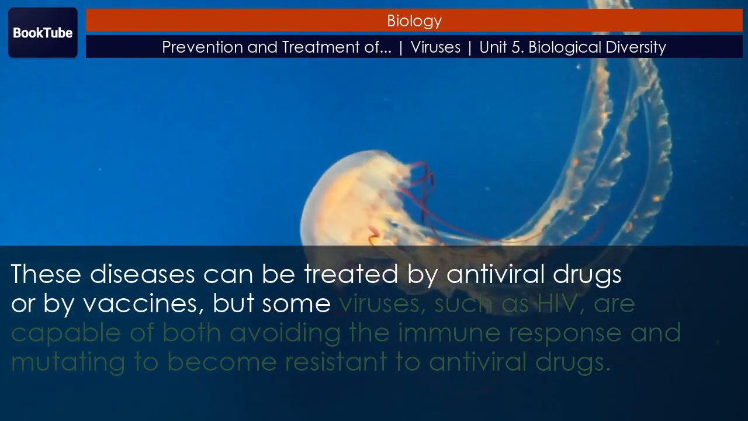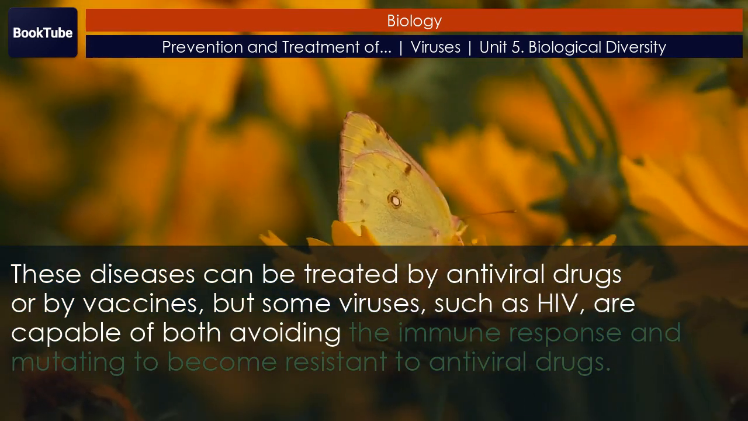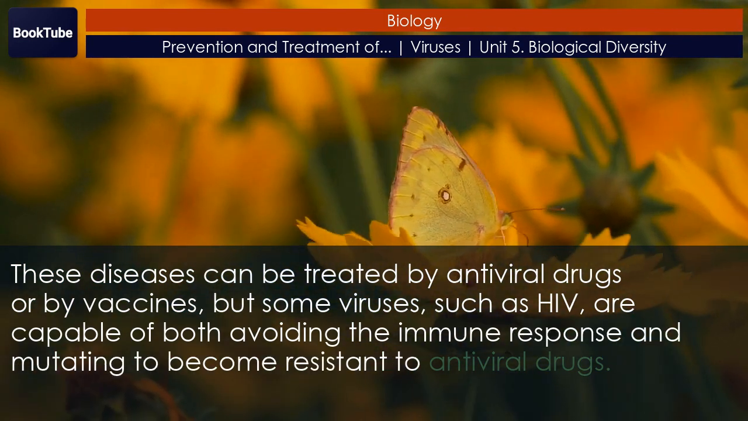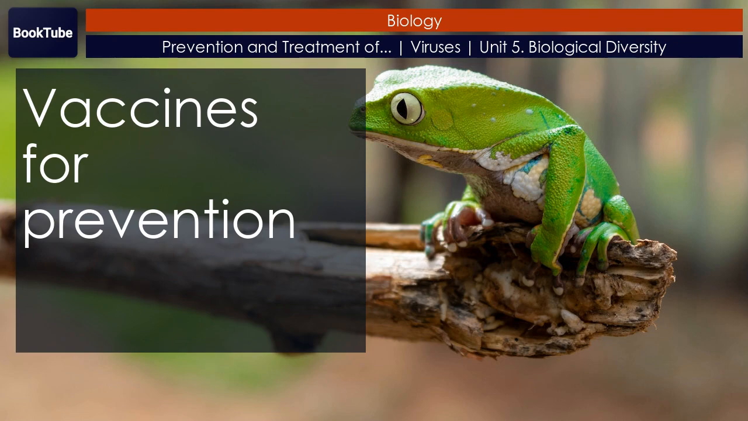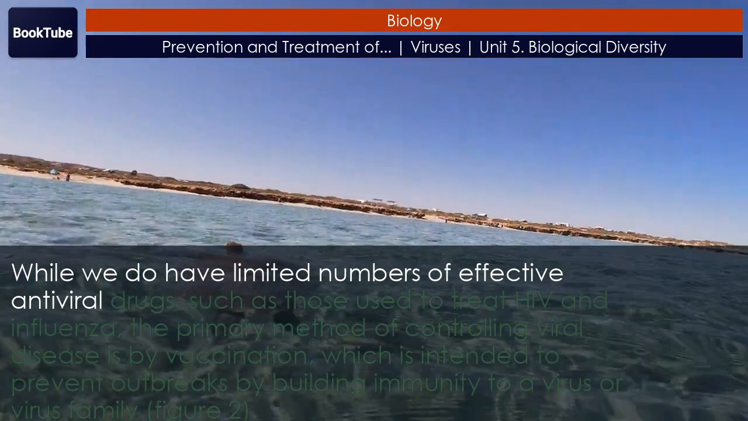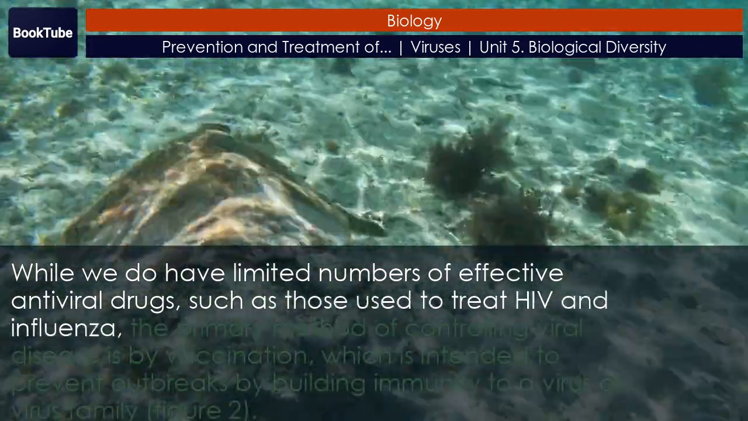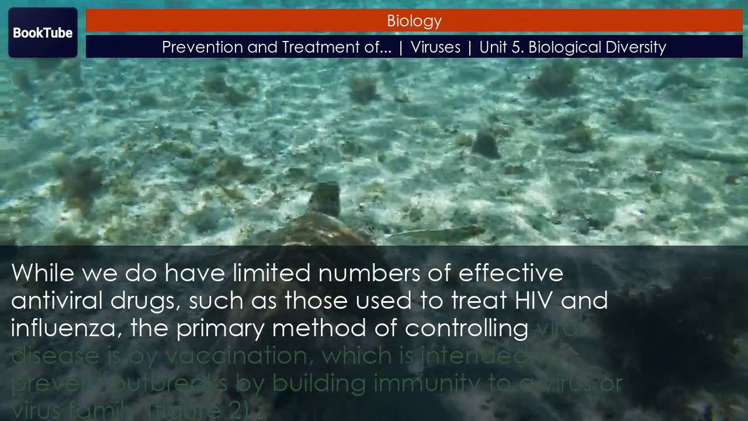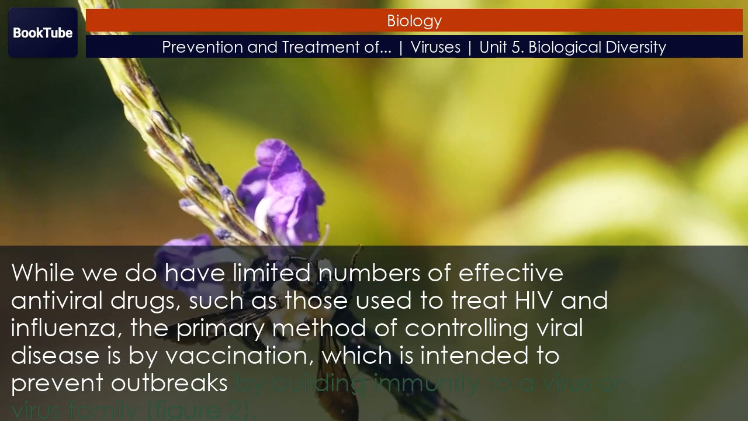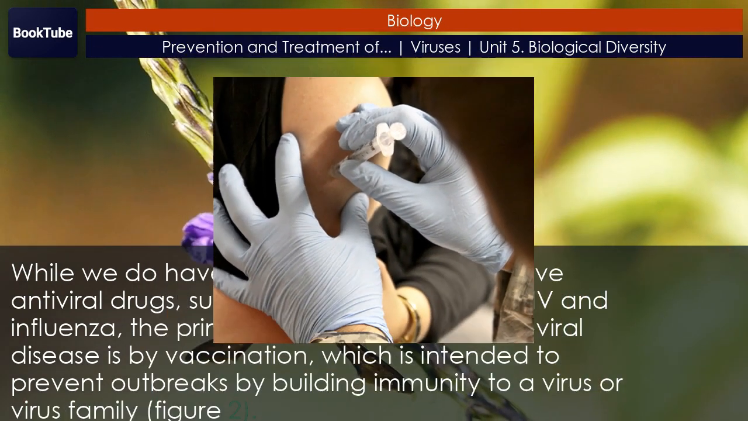But some viruses, such as HIV, are capable of both avoiding the immune response and mutating to become resistant to antiviral drugs. Vaccines for prevention. While we do have limited numbers of effective antiviral drugs, such as those used to treat HIV and influenza, the primary method of controlling viral disease is by vaccination, which is intended to prevent outbreaks by building immunity to a virus or virus family. Figure 2.